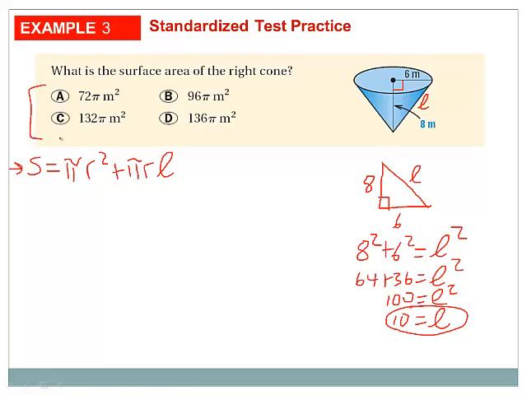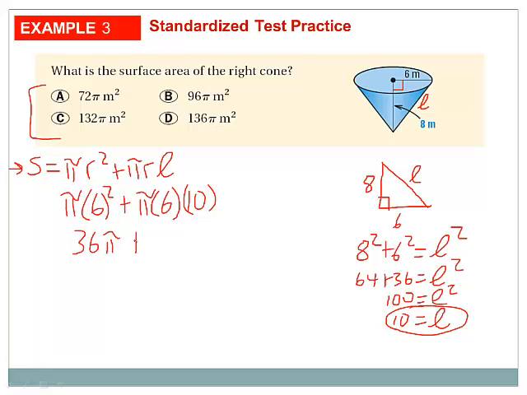And the answers that are given here are in terms of pi, so I'm going to keep pi in my answer. So I have pi times the radius, which is 6, quantity squared, plus pi times the radius, which is 6, times the slant height, which we figured out is 10. So if I do this, I get 36 pi plus 60 pi, which gives me 96 pi when I add them together, and we have meters squared. So the thing to take away from this example is the surface area of a cone is this formula right here. And don't forget your units.